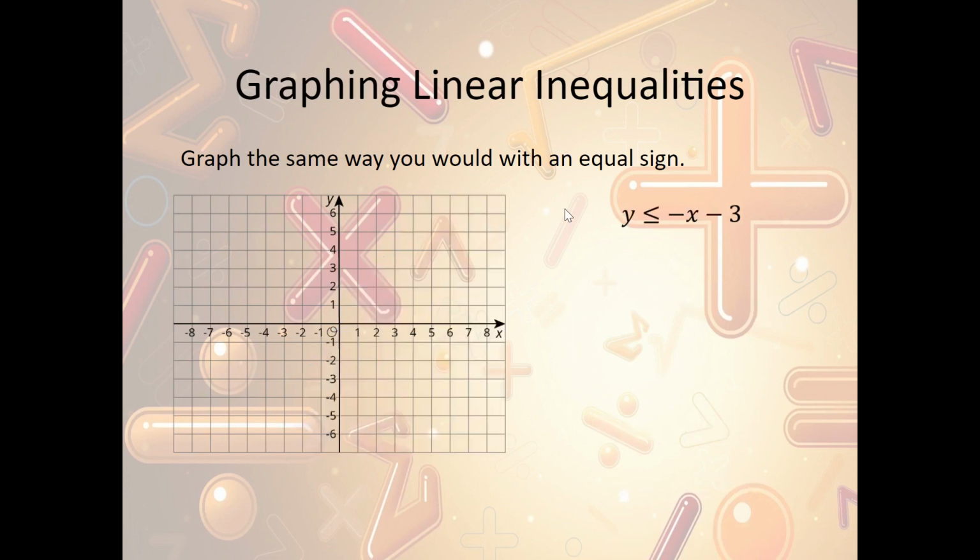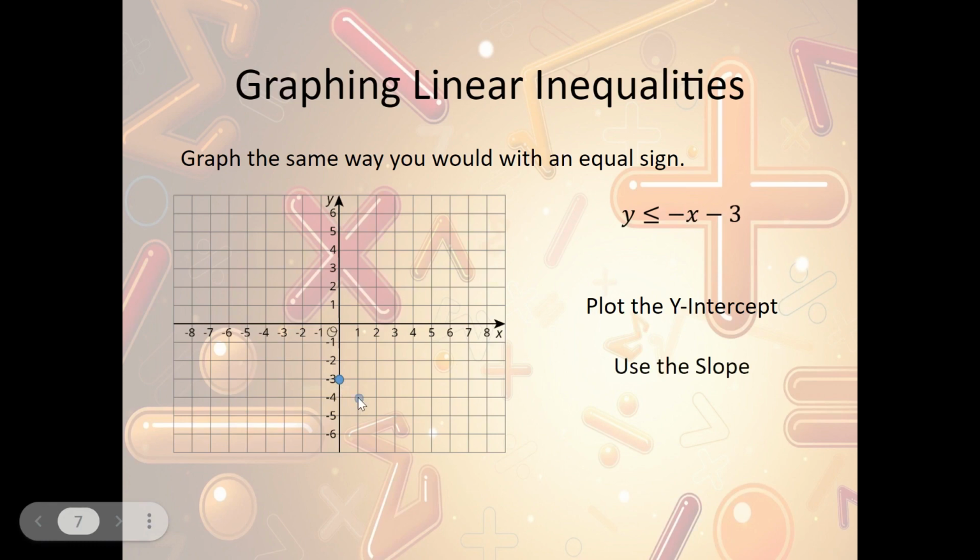Let's look at another example. We have y is less than or equal to -x minus 3. So again, I'm going to plot my y-intercept first, which is -3. So I go down 3 here. And my slope is just negative x, which really is negative 1. So that's negative 1 over 1. So that means I'm going to go down 1 to the right 1 and plot that point.